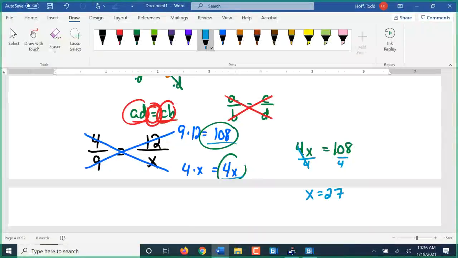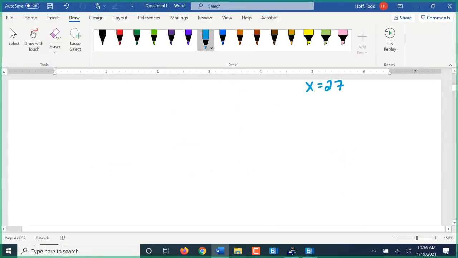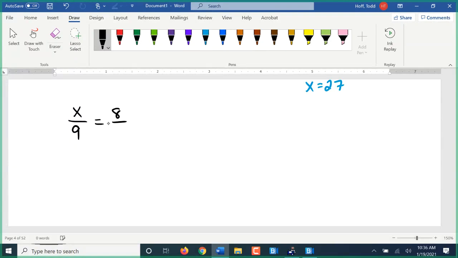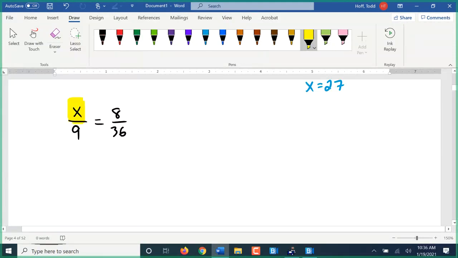The reason I show you both processes is if we have something like this, x over 9 equals 8 over 36, where the missing number is all by itself in one section of the proportion. X is sitting up there all by itself, nothing else in the way.